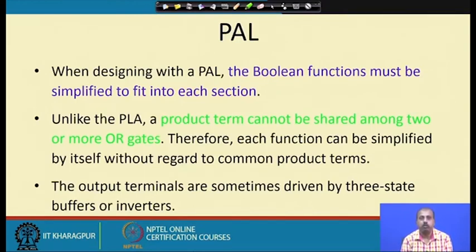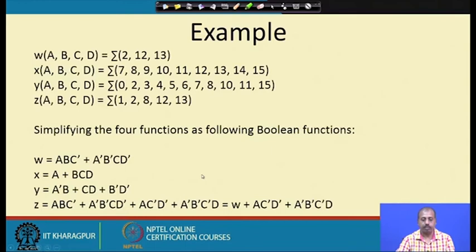So, this is easy. We do not need to compare the product terms between the functions to see whether there is a commonality of product terms between them. We can simply take individual functions separately and minimize them so that they go to one of the alternatives. And the output terminals are sometimes driven by 3-state buffers or inverters, so that we can get the inverted output.